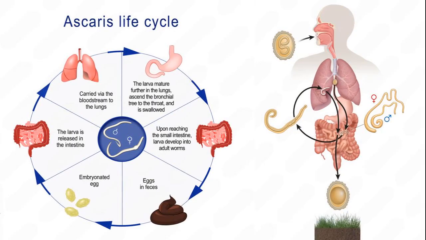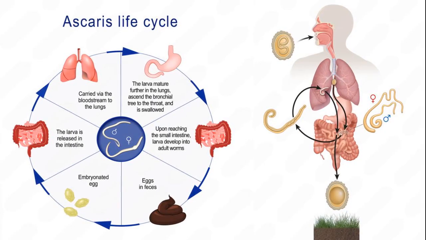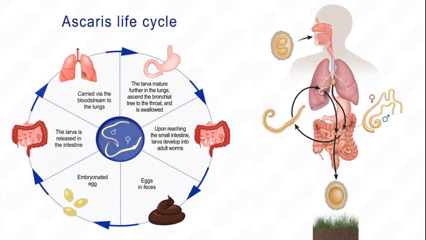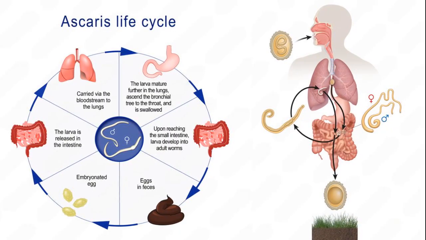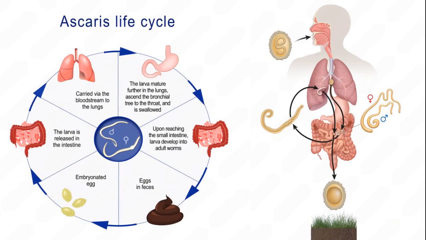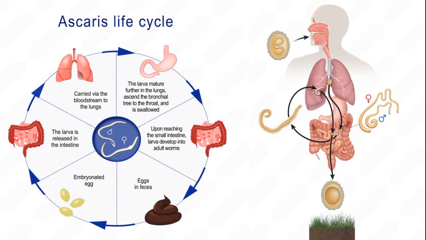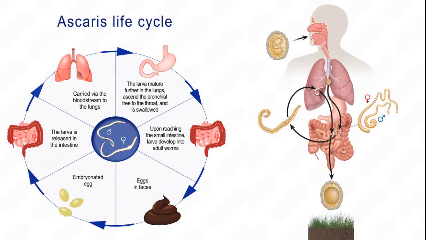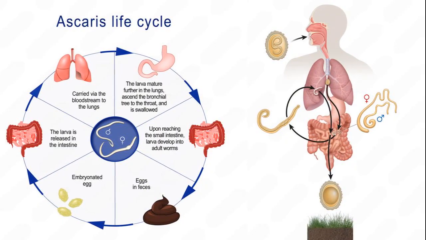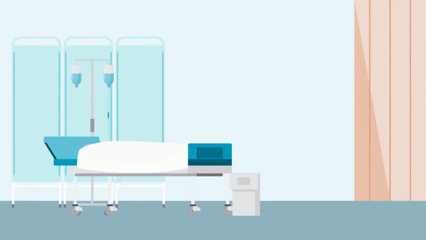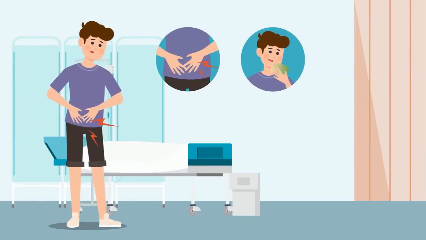Number 3. How do people get infected with Ascaris? People get infected with Ascaris by ingesting its eggs, which are found in soil, water, or food contaminated with human feces. This usually happens in areas with poor sanitation, where human waste is used as fertilizer or hygiene practices are inadequate.